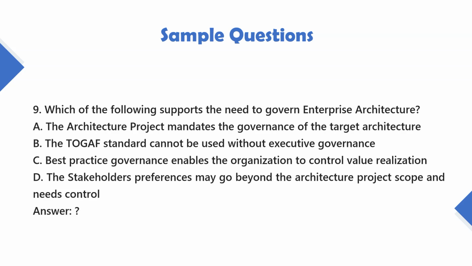9. Which of the following supports the need to govern enterprise architecture? A. The architecture project mandates the governance of the target architecture. B. The TOGAF standard cannot be used without executive governance. C. Best practice governance enables the organization to control value realization. D. The stakeholders' preferences may go beyond the architecture project scope and needs control.